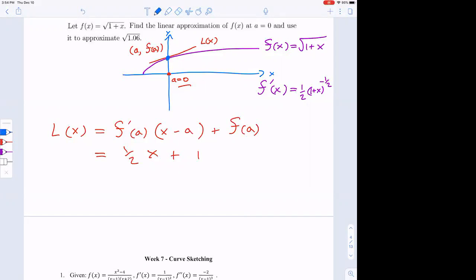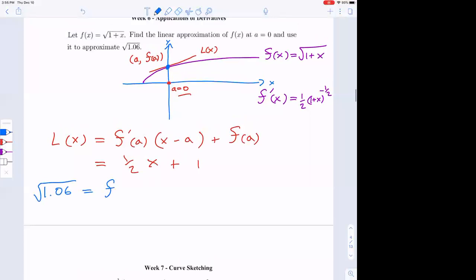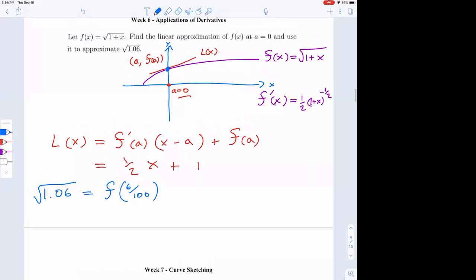Okay, so we want to figure out what this number is, the square root of 1.06. I want to know what that is. So that's my function evaluated at 6 over 100, right? If I plug in 6 over 100 to my function, I get the square root of 1.06.